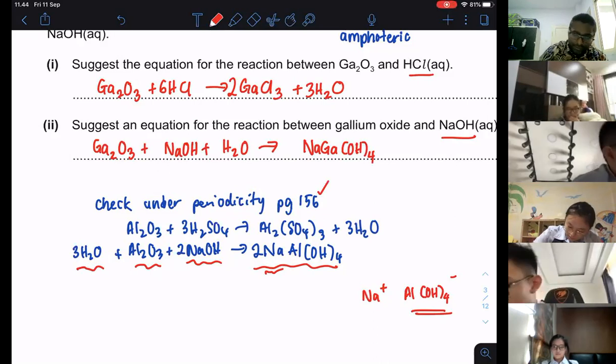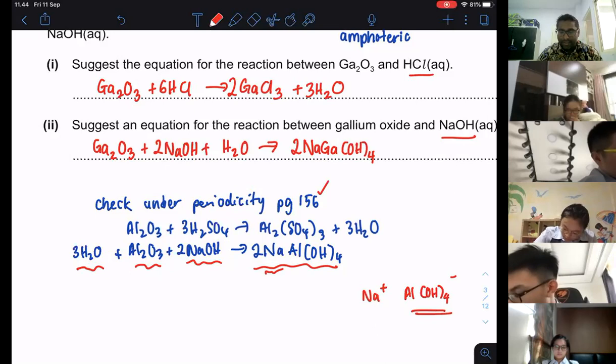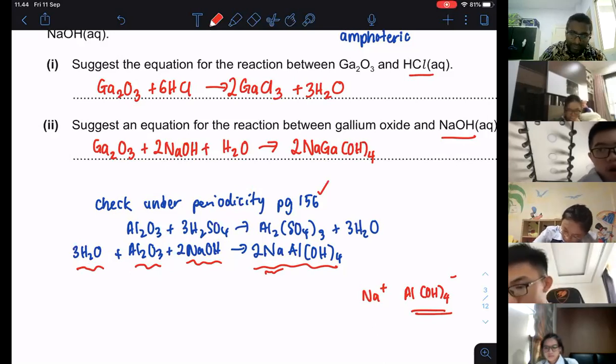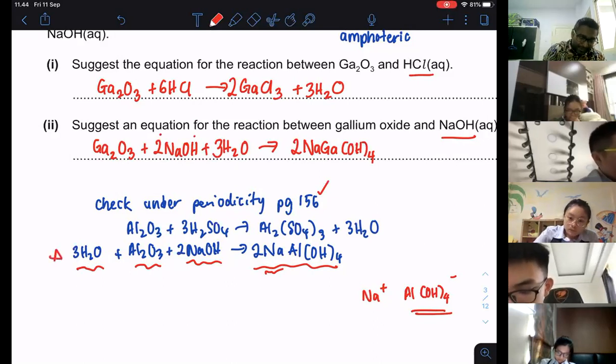Of course, I need to put 2 there. And because I have 2 Na on my right hand side, I need to put another 2 here. Then the rest is going to be trying to balance the hydrogen. Hydrogen is 8 on the right hand side. I need to make sure I have 8 over here. So I have 2 here, so I just need another 6. So I put 3 there. Now it's balanced.